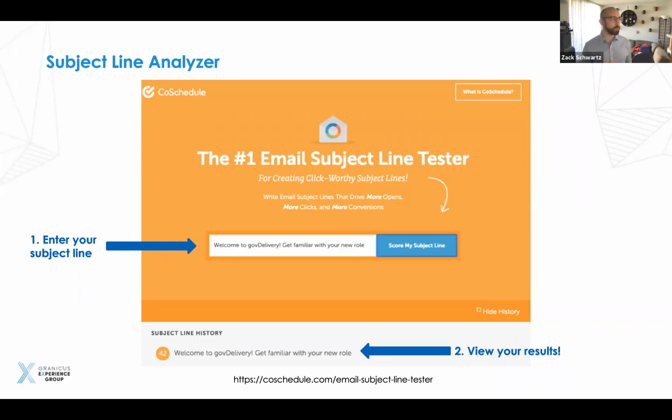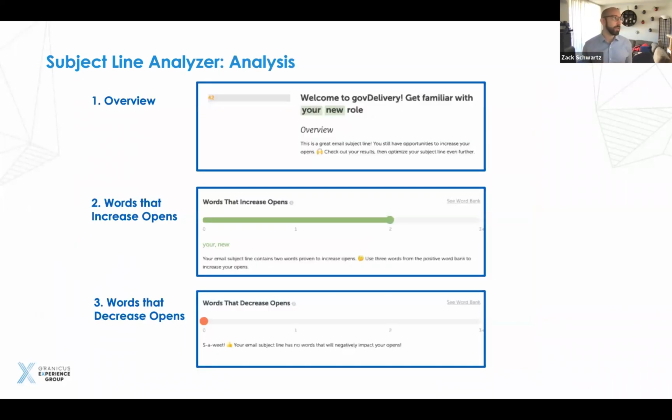It's very simple. You enter your subject line into the field here, and it will return a score based on a database of emails that they have that have high engagement rates. And of course, this is just one database's opinion. It's not necessarily going to be the best thing, but it's a good gut check to see how you can make it a little bit more engaging. How can you increase the clickability of your subject line?